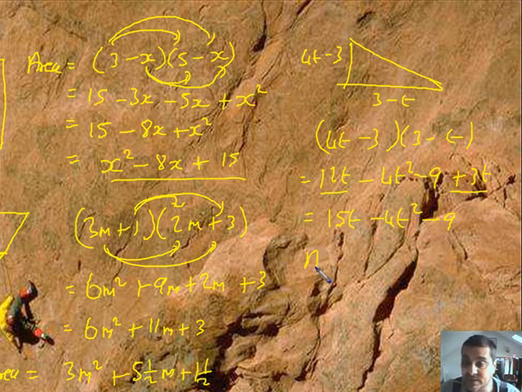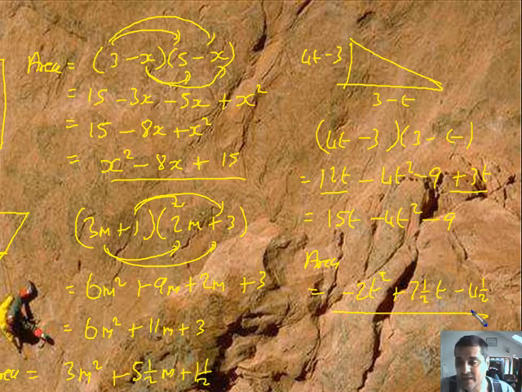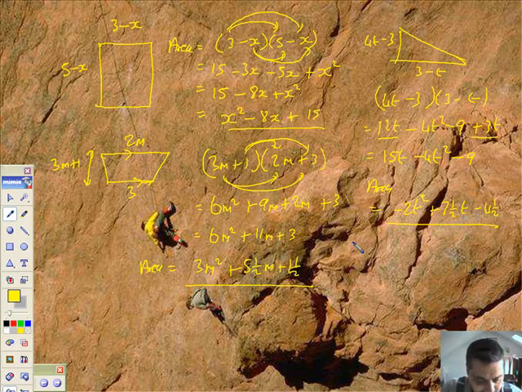I now need to divide by 2, so I'm going to write the word area here. That's going to give me minus 2t squared. I'm putting the higher power first. Divide that by 2, plus 7.5 times t, minus 4.5, because half of 9 is 4.5. And that is the area of that triangle just there.